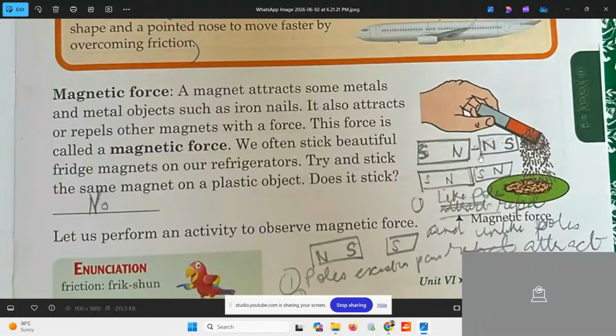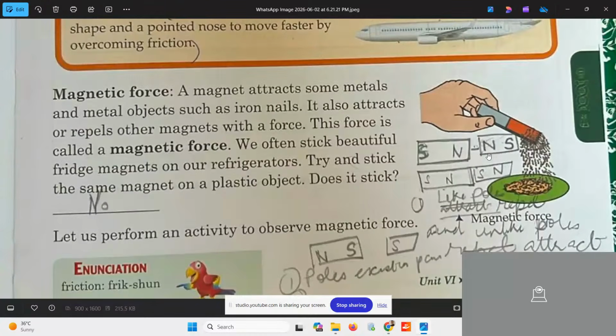If it is a like pole, then it will repel. If north comes near north, then it will repel. If south comes, then it will attract. Will you remember? Like poles repel each other, unlike poles attract each other. Understood?